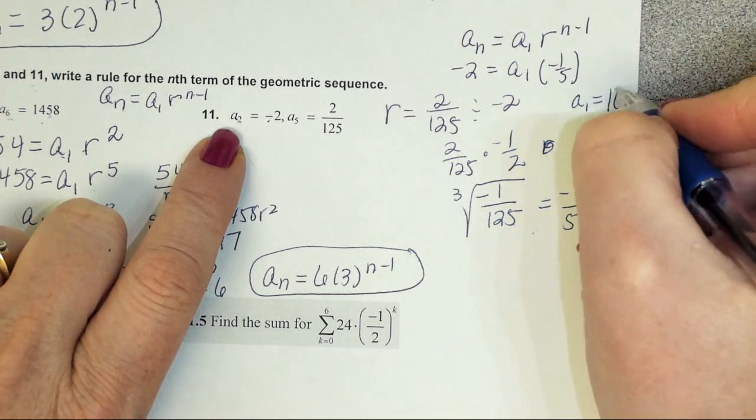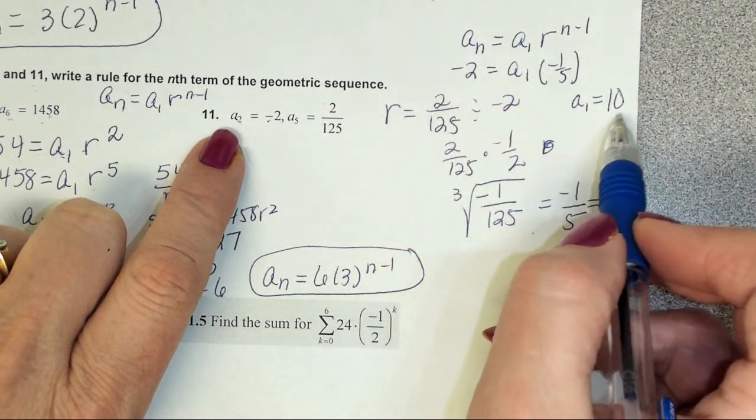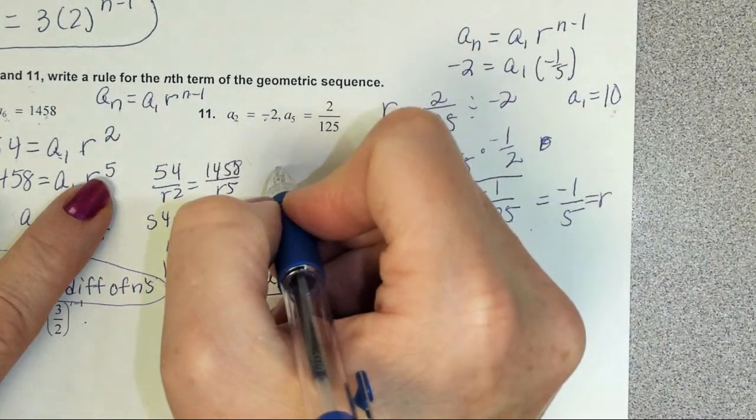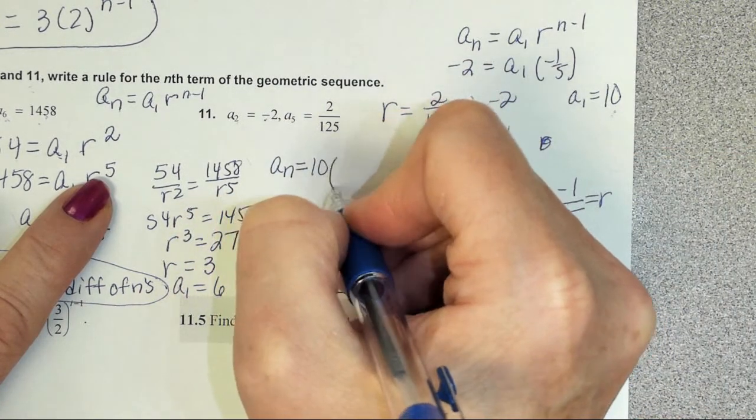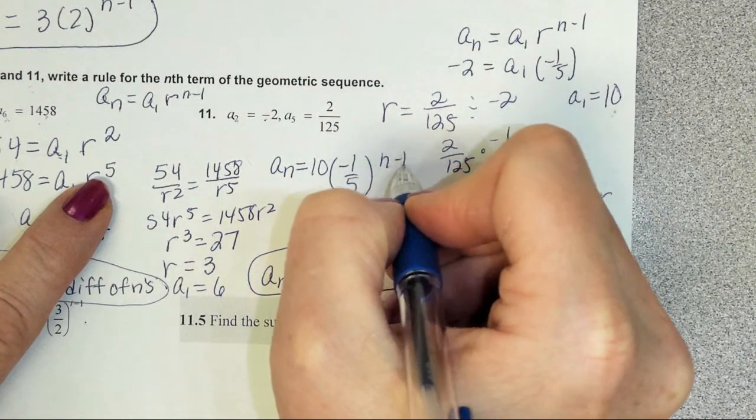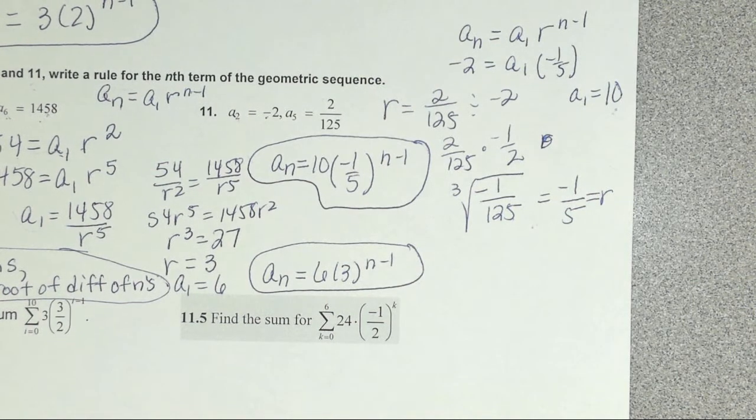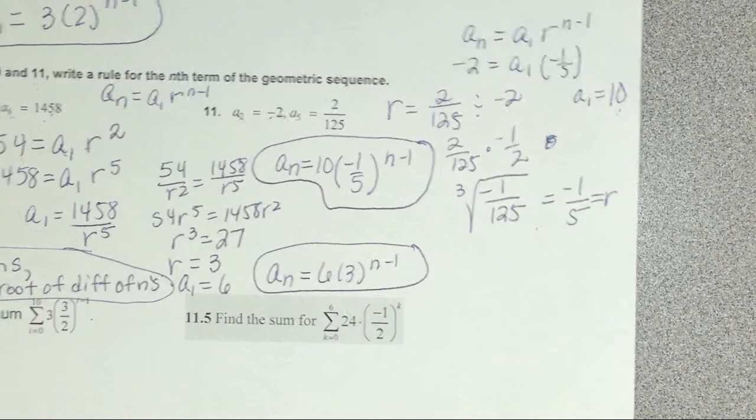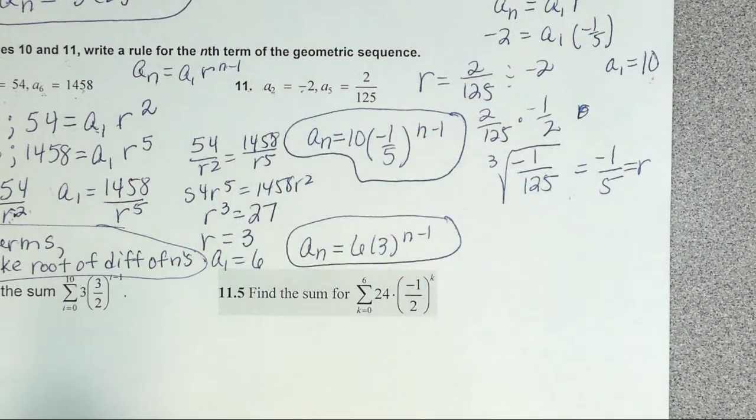10. Do you guys see why? We're multiplying by the reciprocal. So now we've got a sub 1. So now it's going to be a sub n equals a sub 1 times r to the n minus 1. Okay? So those are the tougher problems for sure with this type, is finding that rule when you're given terms that are spread apart a little bit more.